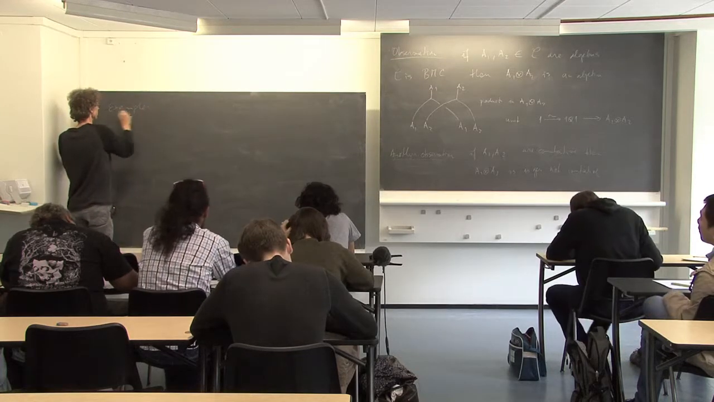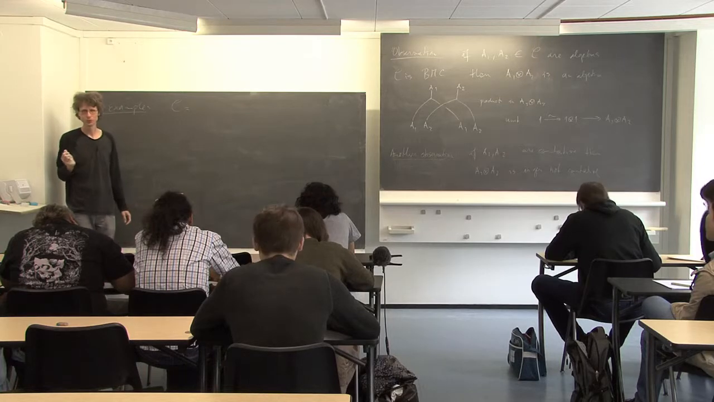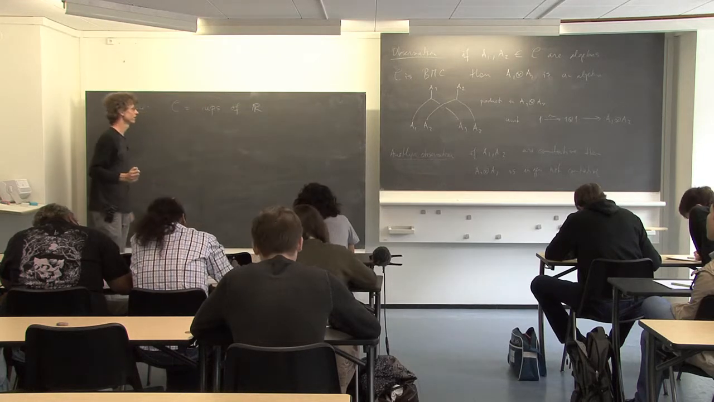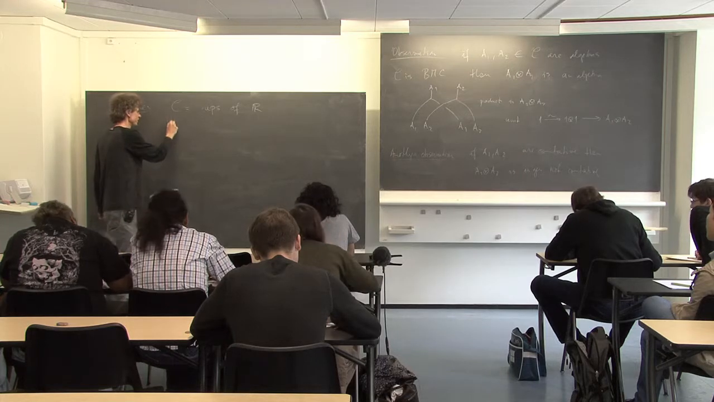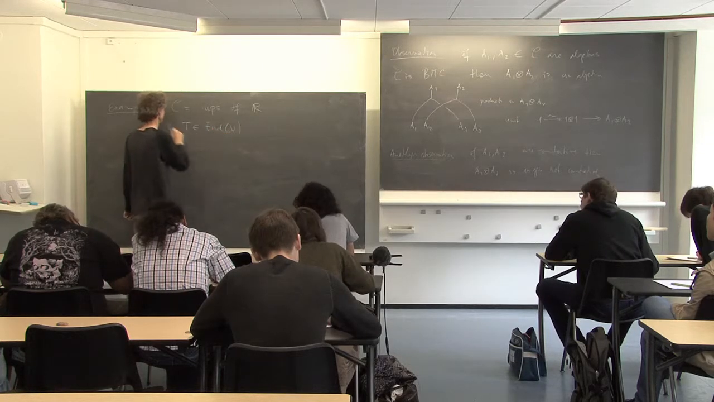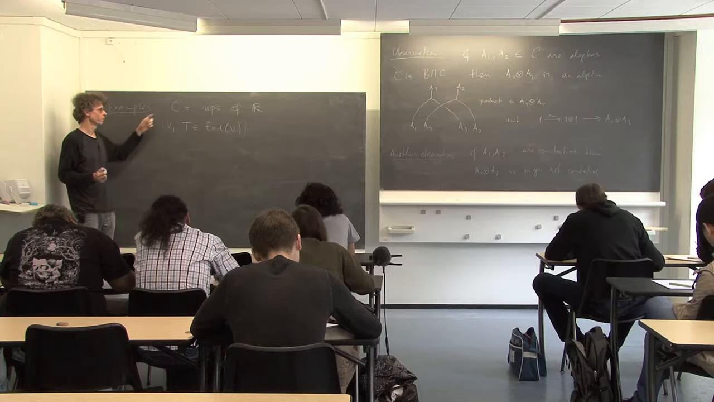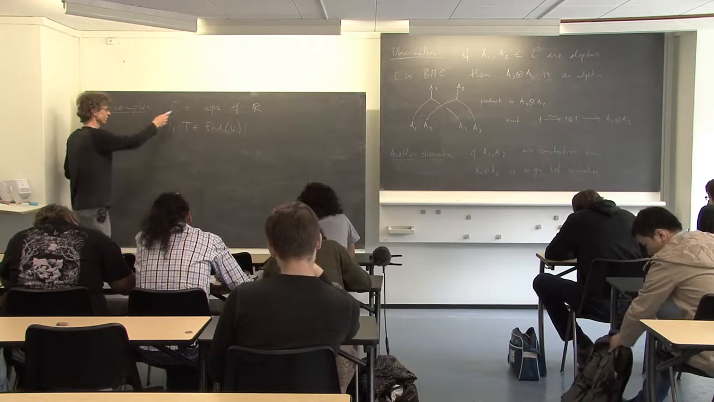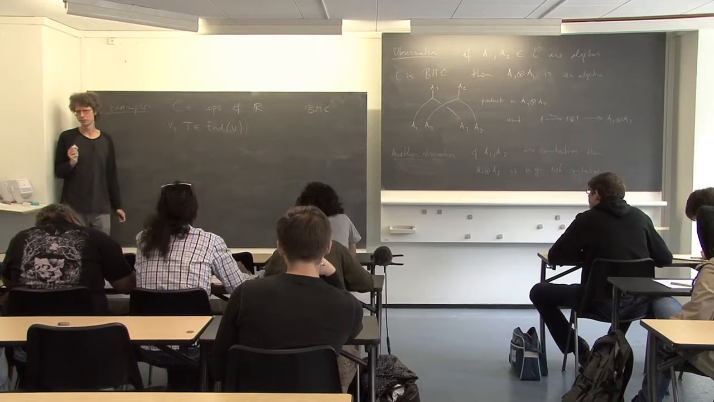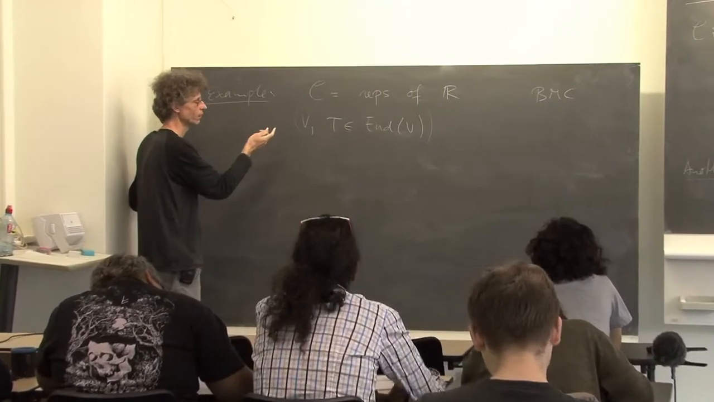Example. So for that C, I take representations of the one-dimensional Lie algebra, representations of R. It means that the objects here are really just a vector space and an endomorphism. That's how this one in R acts here. What is the tensor product here? So this guy is going to be a braided monoidal category. We saw that braided monoidal category in some exercise, I think. So what is the tensor product?